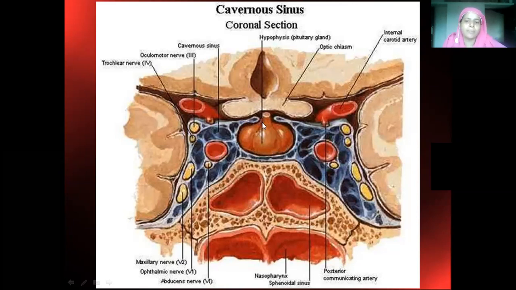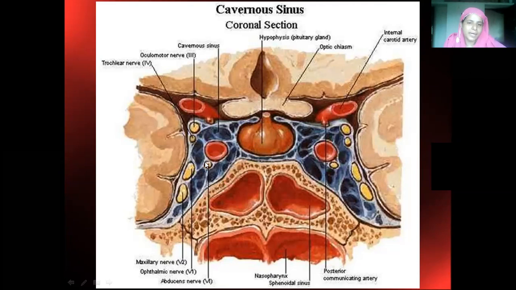You will see the ophthalmic artery. Okay, the internal carotid artery's branch, the ophthalmic artery. So right and left cavernous sinuses are also connected by the anterior intercavernous network and posterior intercavernous network. So this is the right cavernous sinus, this is the left cavernous sinus.